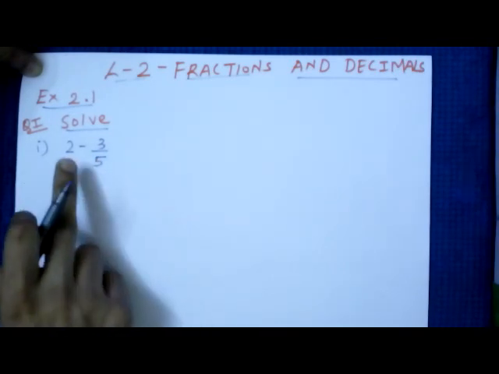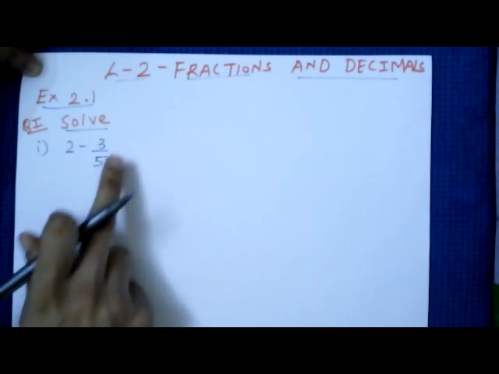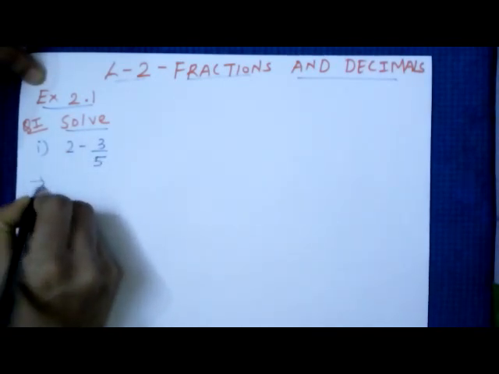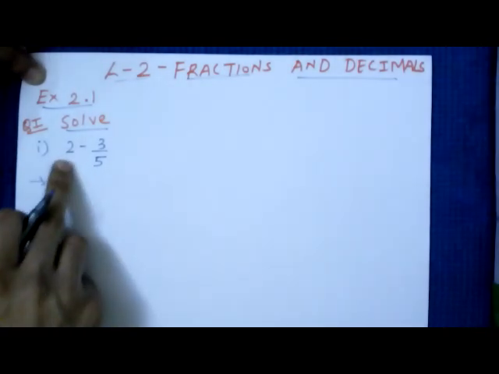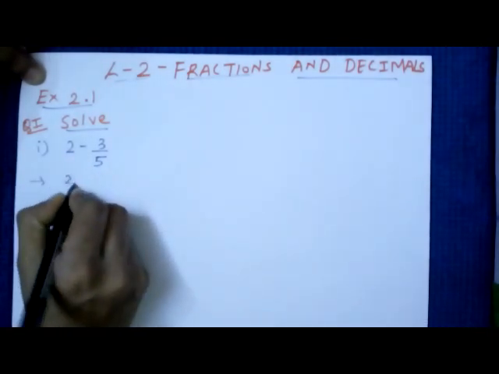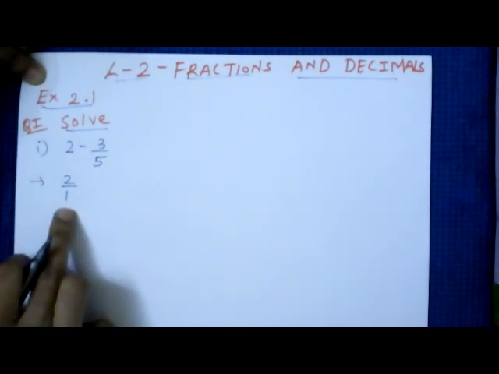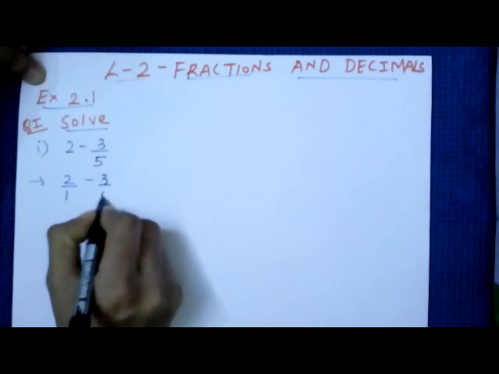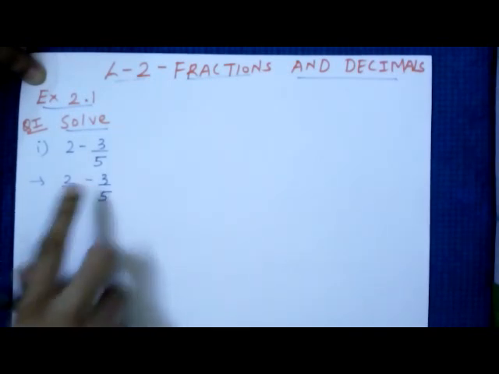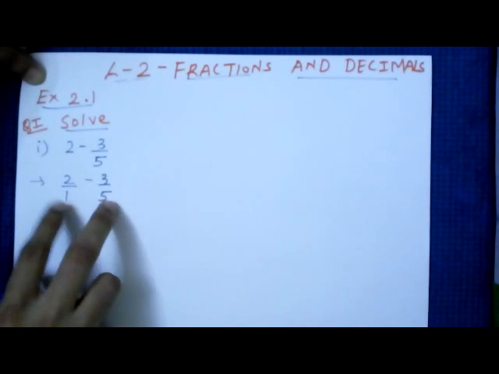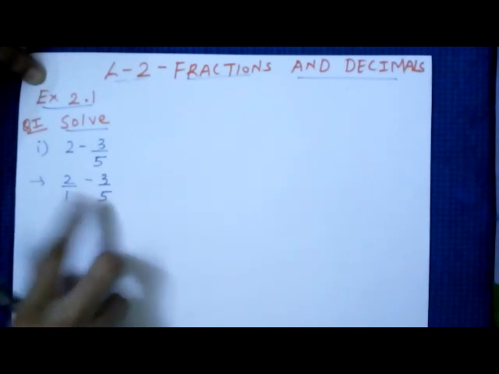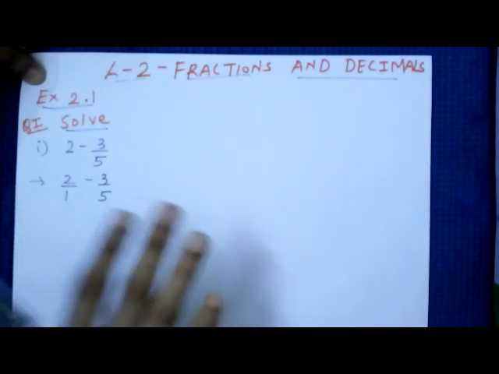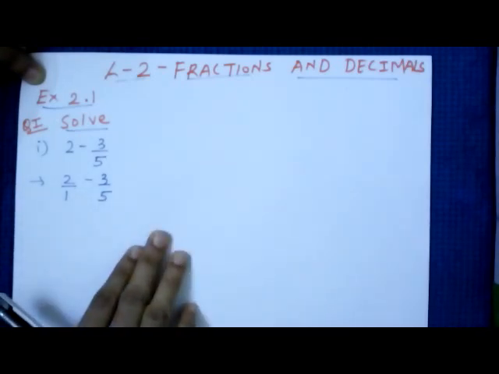Now as you can see, this 2 is a whole number and 3 upon 5 is a fraction. So how to subtract? First of all, 2 is a whole number, there is no denominator, so you can take 2 upon 1. So 1 you can write in the denominator, minus 3 upon 5. Now for doing subtraction, first of all, the denominator should be the same. Now see, here it is 5 and here it is 1. If denominators are not the same, then you will make them the same by taking out the LCM.